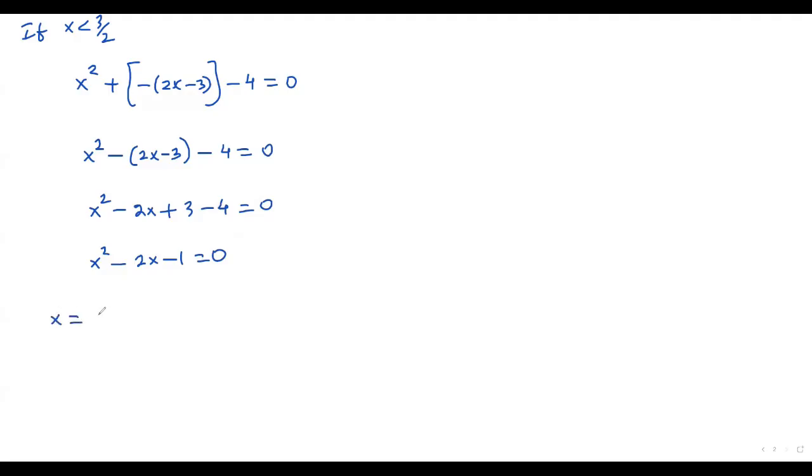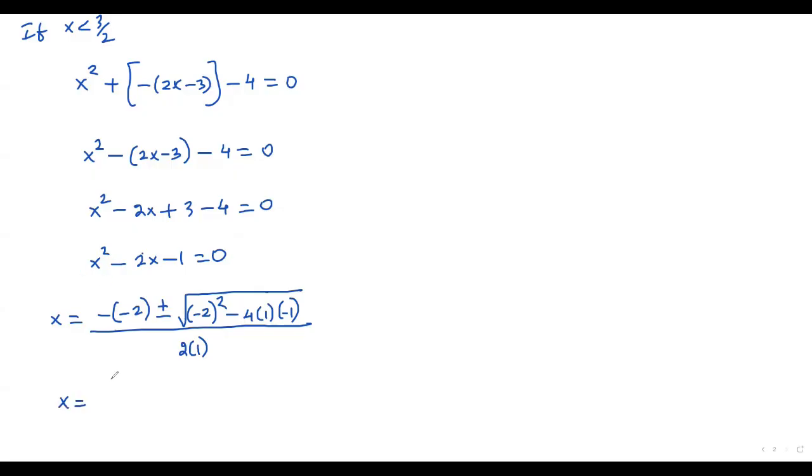Let me solve it by the quadratic formula. That is x = −b, so the value of b is −2, the coefficient of x, positive or negative square root of b², b² means (−2) squared, − 4 times the value of a, which is 1, the value of c is −1, divided by 2 times a. The value of a is 1, the coefficient of x².